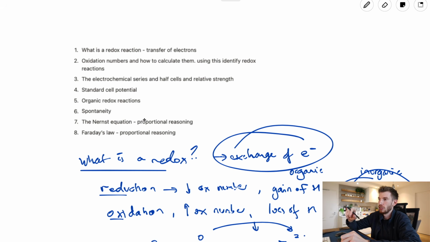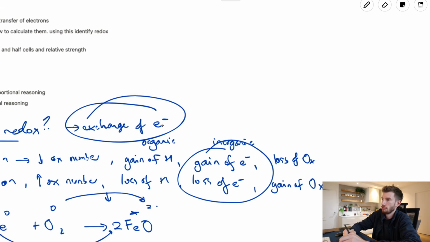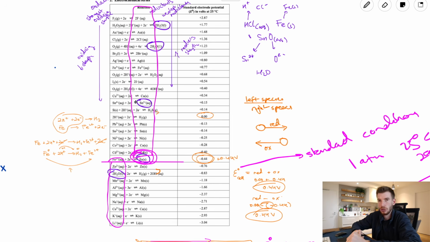They more prefer to look at predicting reactions, looking at whether or not things will react with each other, and a lot of that comes from the patterns in the actual electrochemical series. So hopefully that gives you a really rapid rundown of exactly how it all works.